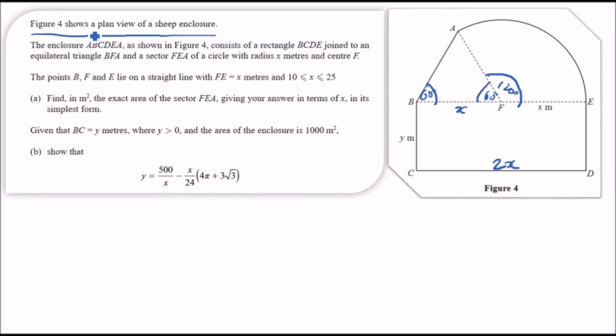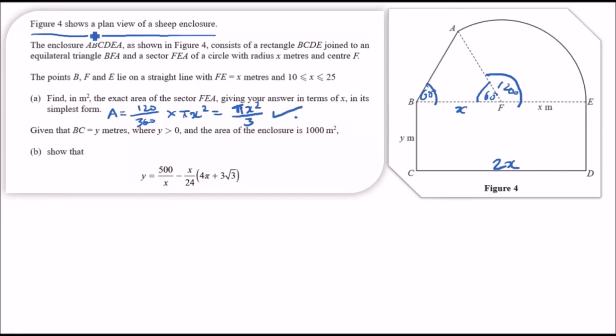Oh, so this is quite easy. If we've got 120 degrees, the exact area of the sector is simply the fraction of a circle, so 120 over 360 times the area of a circle, pi r squared. And the radius is x, so pi x squared. This fraction is just a third. So the answer is pi x squared over 3. Okay, that's part A done.